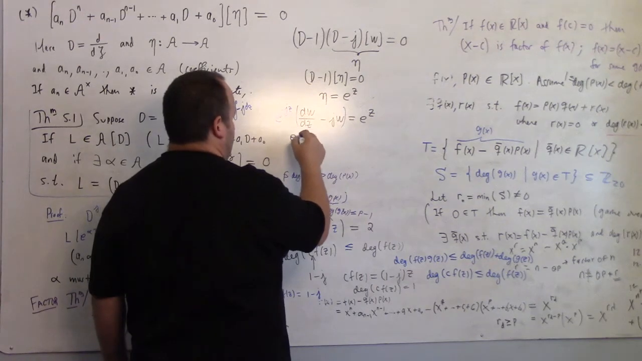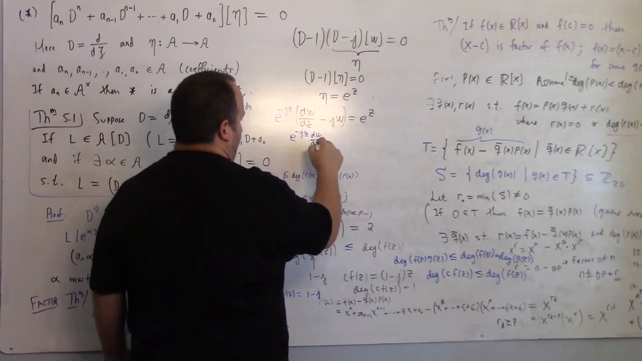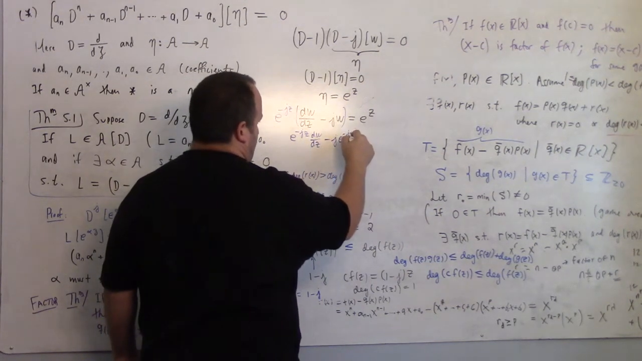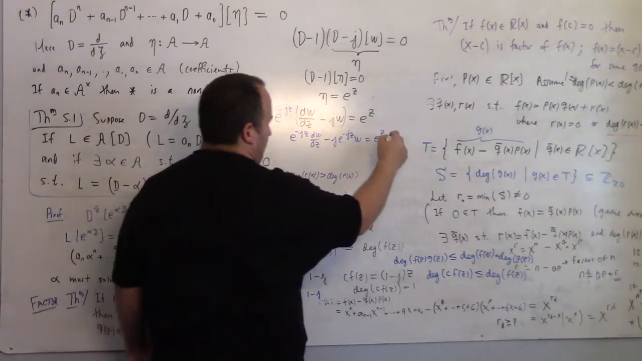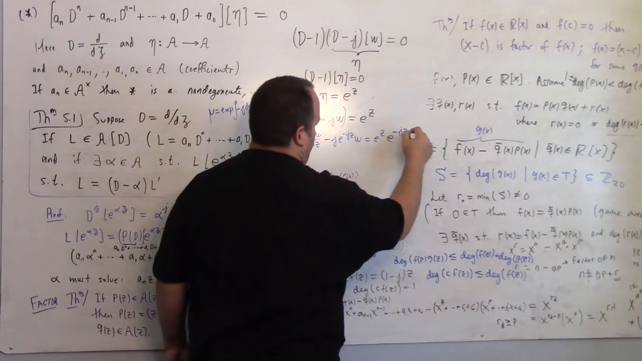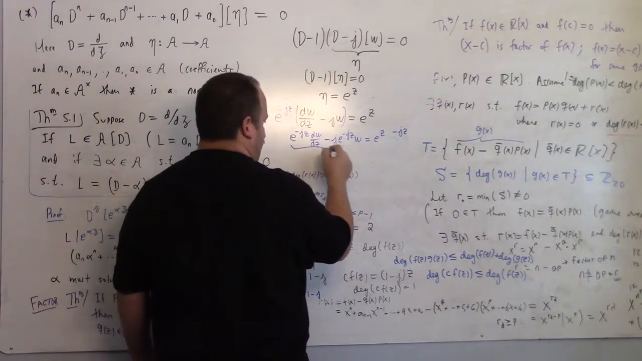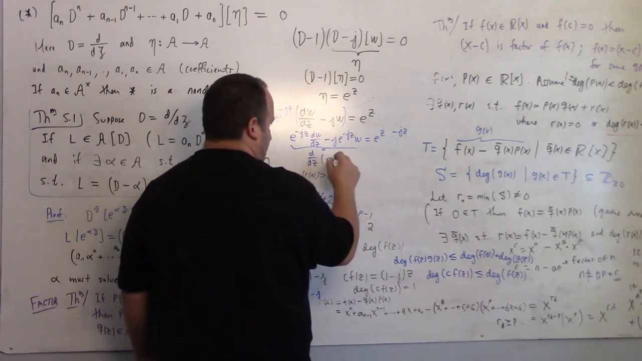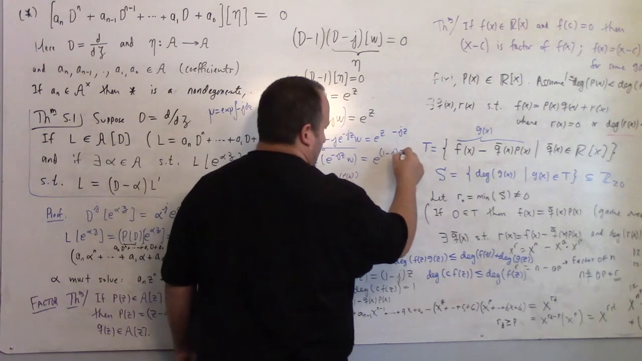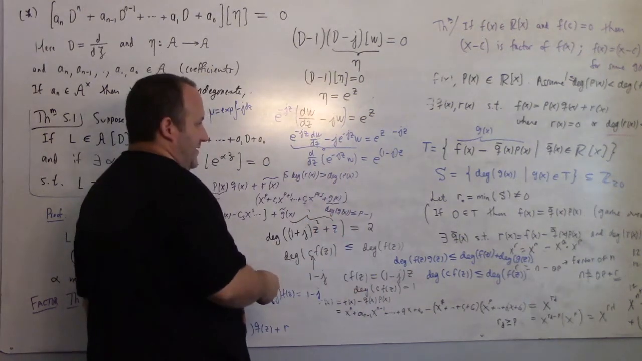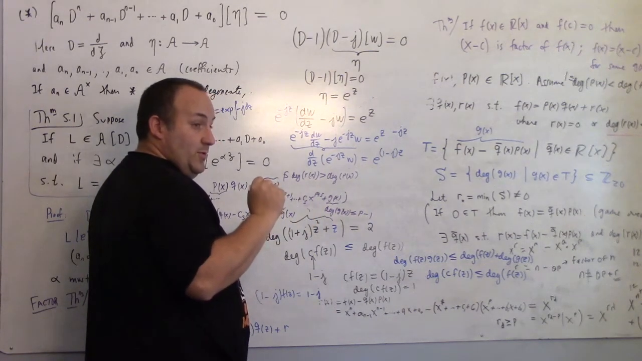So we get e to the minus jz dw/dz minus j e to the minus jz w equals e to the z, with the minus jz in the exponent on the right side too. By the usual song and dance, that's d/dz of e to the minus jz w. Now we just integrate both sides. Divide by 1 minus j.